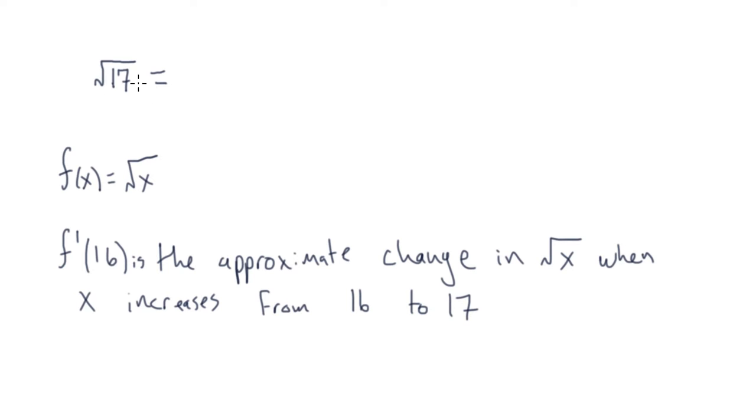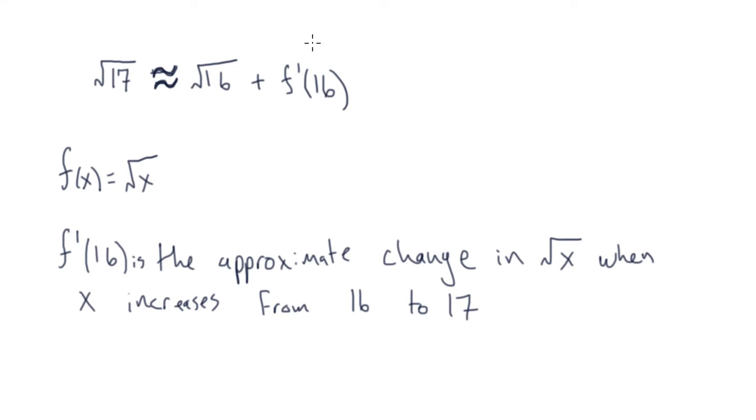So in other words, I can say that square root of 17 is approximately equal to the square root of 16 plus f prime of 16. Because f prime of 16 is the approximate change in square root of x when x changes from 16 to 17, but that's what square root of 17 is. It's just whatever square root of 16 is plus how much I increase.